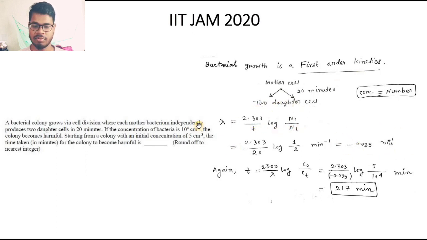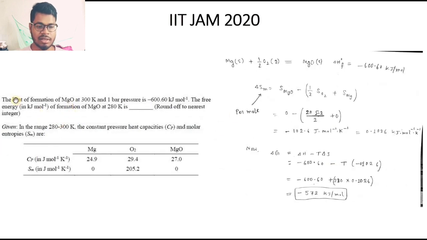Put in the values and you will get the lambda value, the rate constant. In the second case, put the lambda value to get the time when the number reaches a given concentration. Concentration is equivalent to number in that kind of equation. Then put the value of C0, the initial concentration, 5 centimeter to the minus 3, and Ct at time t, which I need to calculate, 10 to the power 4. Put the values and you will get 17 minutes. This is a very easy question, just use the chemical kinetics equation. For the next question, you just write the equation.